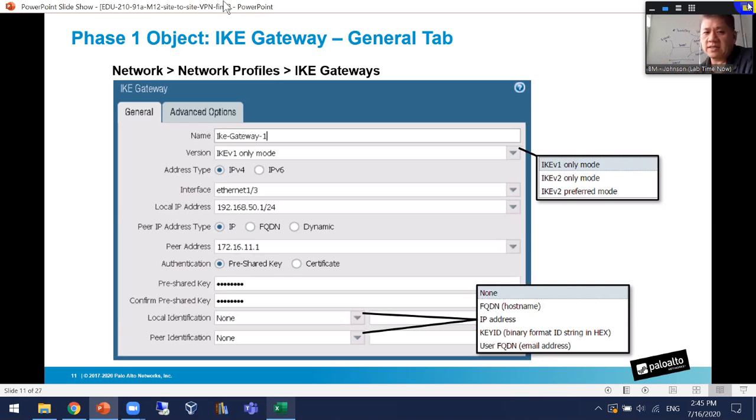Next, you then have the PSK, the pre-shared key. You either use a certificate or you use a pre-shared key. Make sure the pre-shared key is the same on both sides. Then after that, you can tell it how you want to do identification.